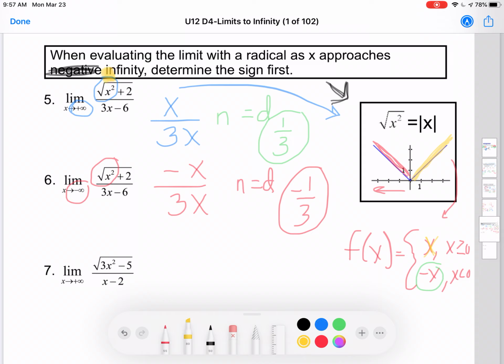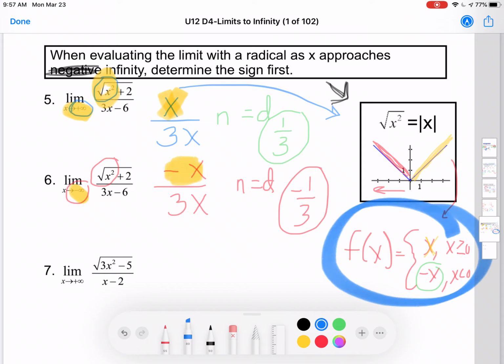So when you have the square root of x squared, it's either going to become an x or a negative x. How do you know which one? Well, if you're headed towards positive infinity, it's going to be x. If you're headed towards negative infinity, it's going to be negative x, because it's really just which piece of this piecewise function you are using. Infinity is going to the right. Negative infinity is going to the left.